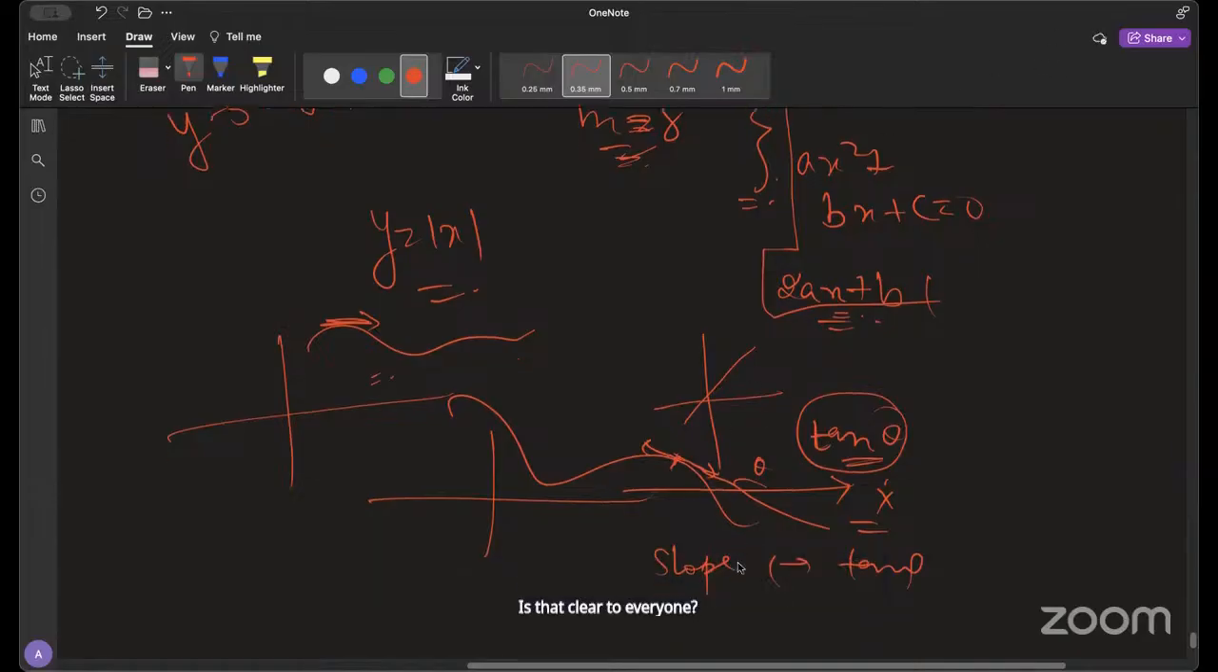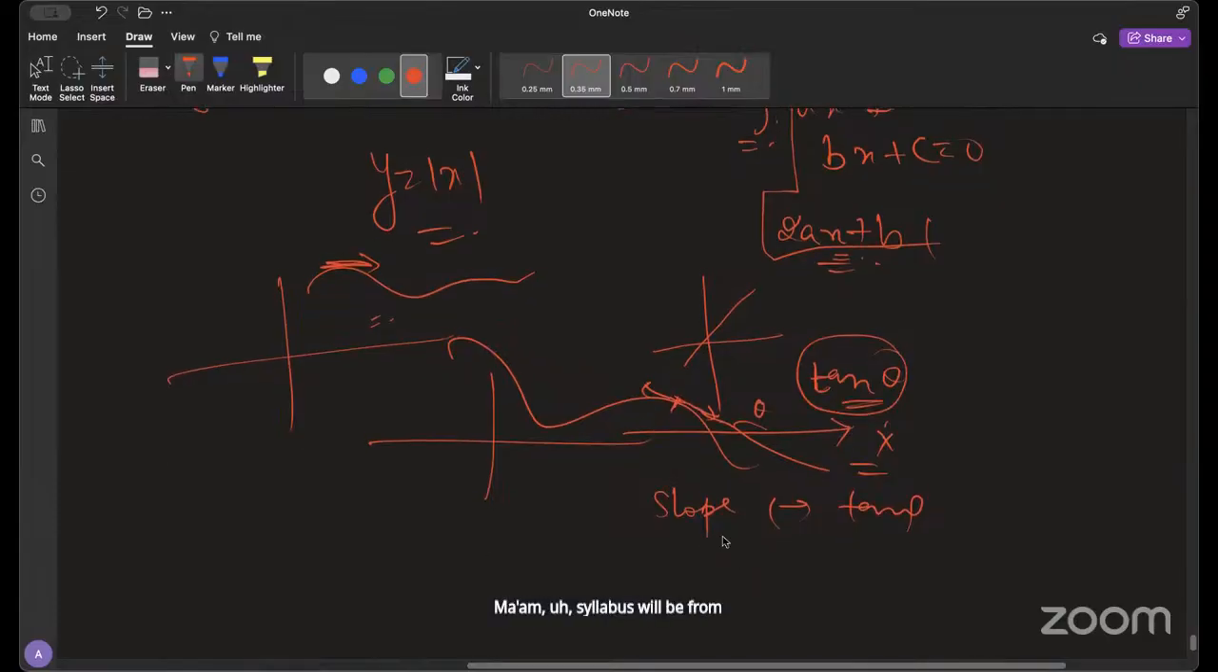Ma'am, will the syllabus be from week 5 or week 1? For quiz 2, it's from week 5 to week 8. Yes, ma'am. Okay, thank you. Ma'am, so tangent is a line and slope is tan theta of the theta that the tangent is making with the x-axis. Yes. Positive x-axis. This one, positive x-axis.